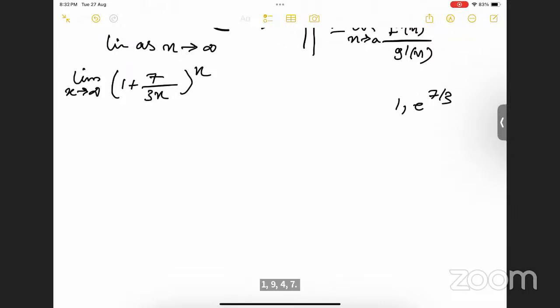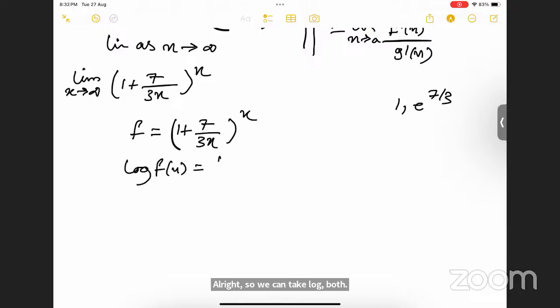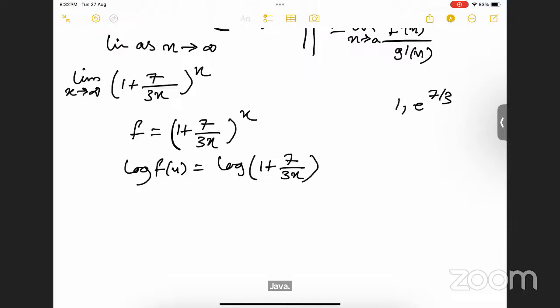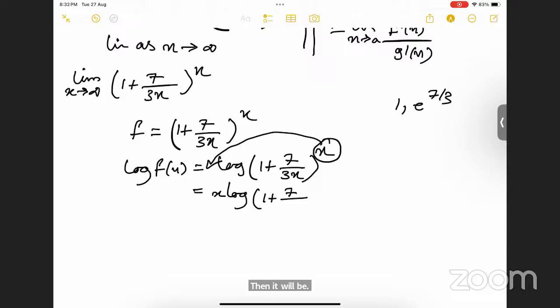Okay. First of all, what can we do? We have f equals 1 plus 7 by 3x, whole power x, right? So we can take log both sides. So log of f will be log of this function, 1 plus 7 by 3x, power x. So you can take x here. Then it will be x into log of 1 plus 7 by 3x, right?